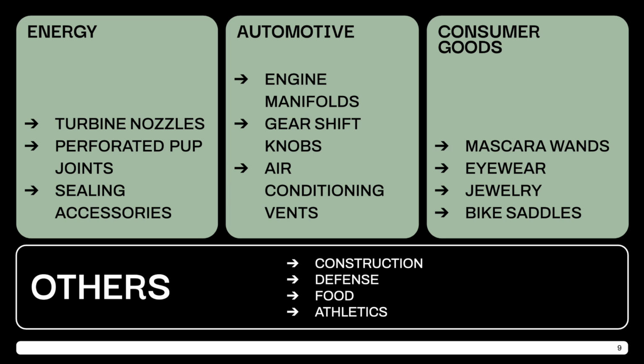Lab meat will use additive manufacturing to print the different layers of tissue in the fake meat. And the possibilities for custom athletic equipment are also very vast.